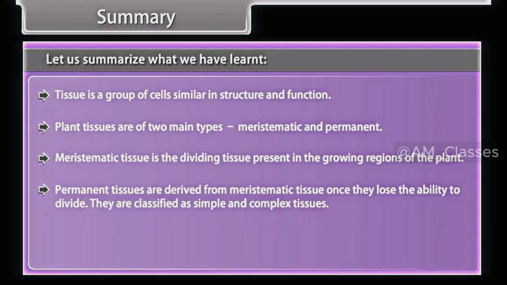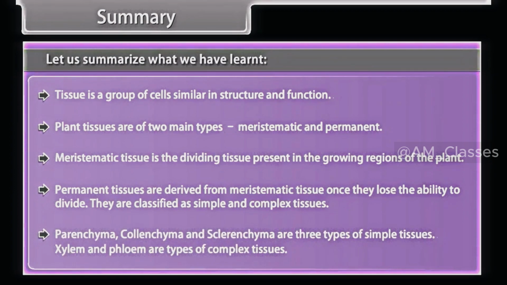They are classified as simple and complex tissues. Parenchyma, collenchyma, and sclerenchyma are 3 types of simple tissues. Xylem and phloem are types of complex tissues.